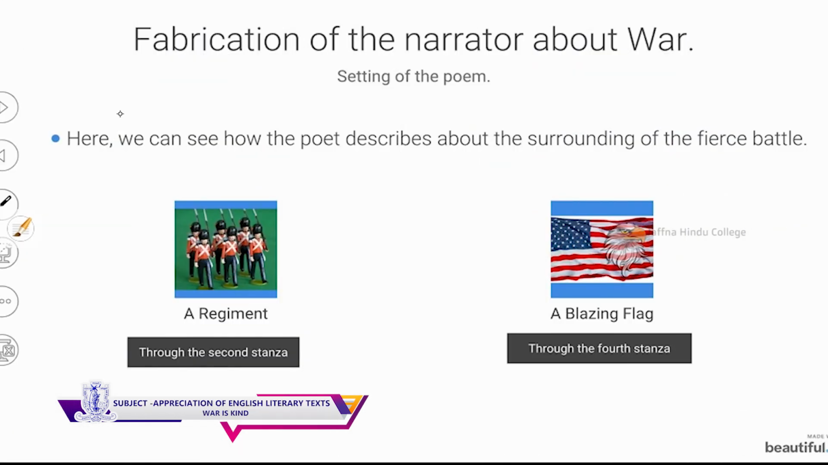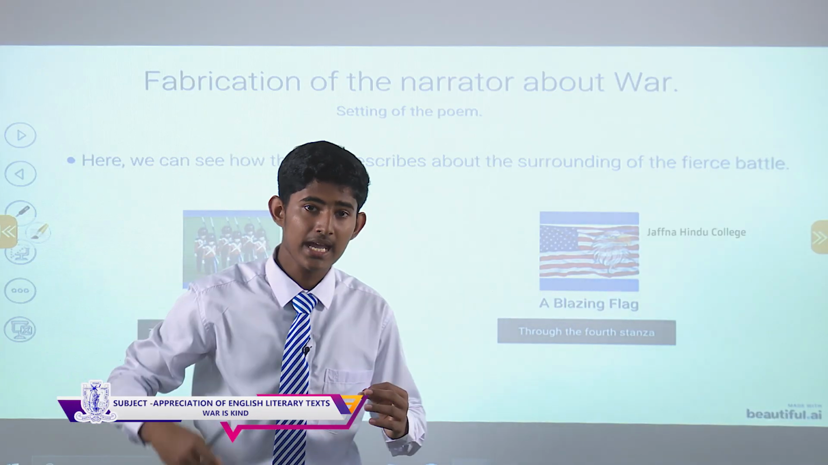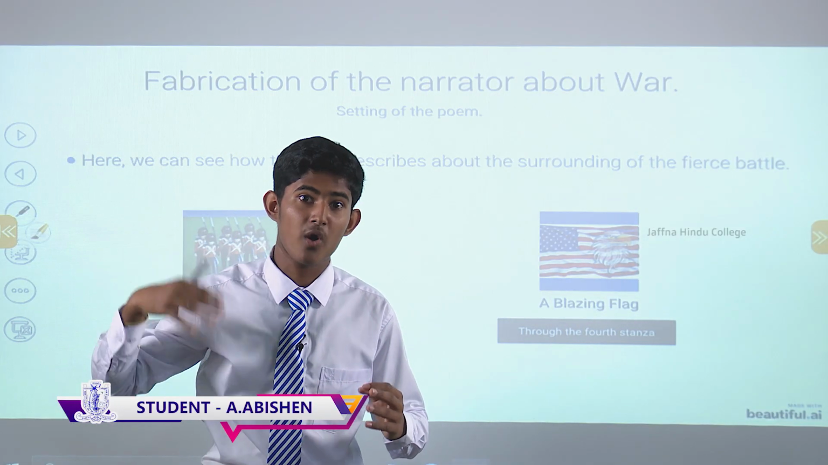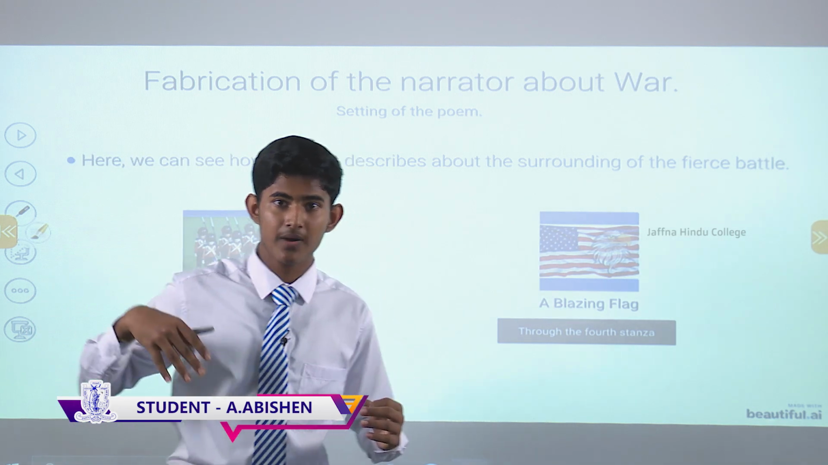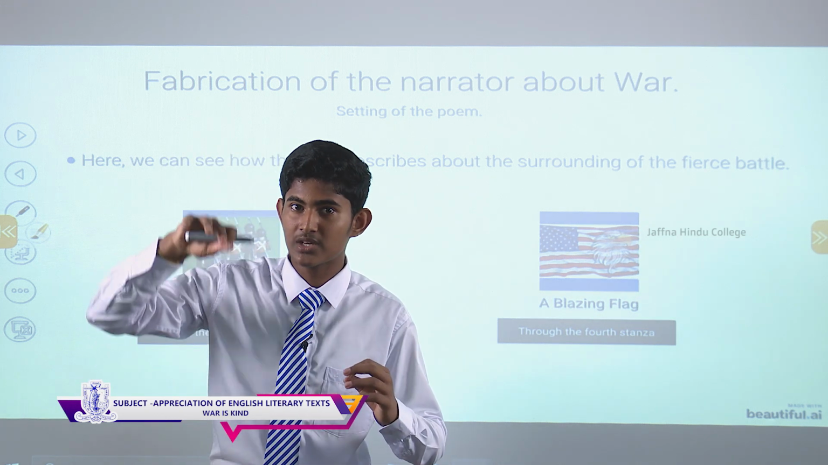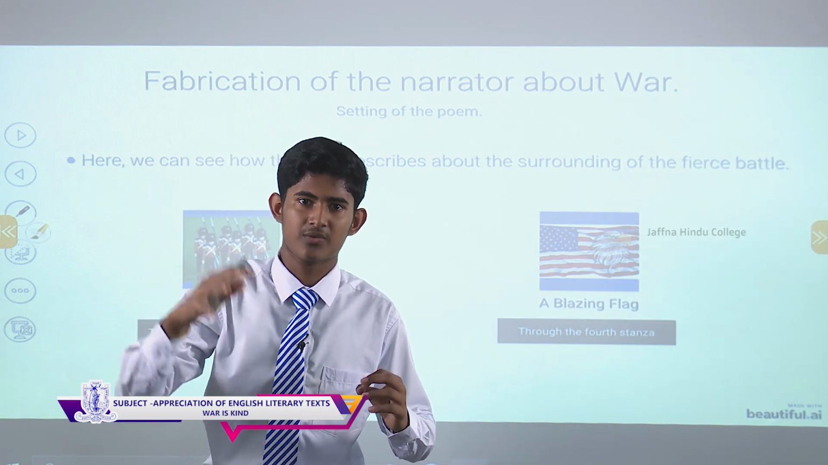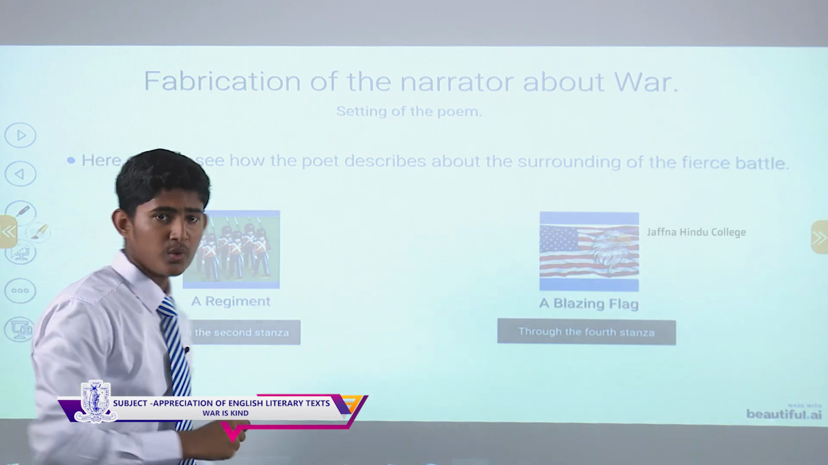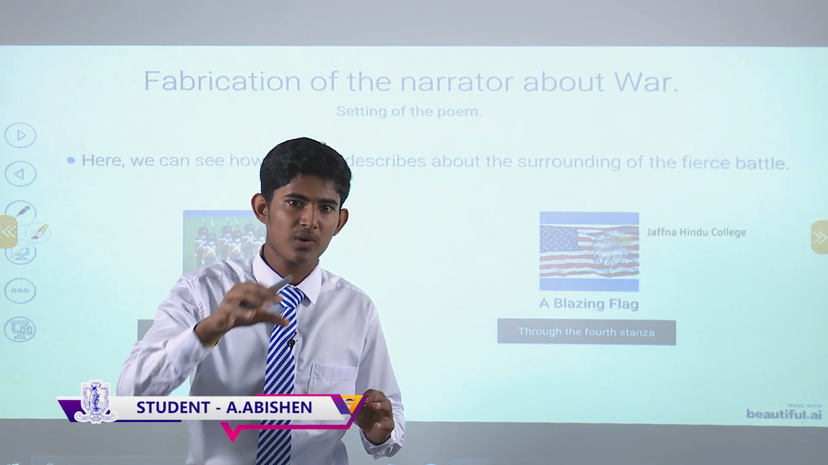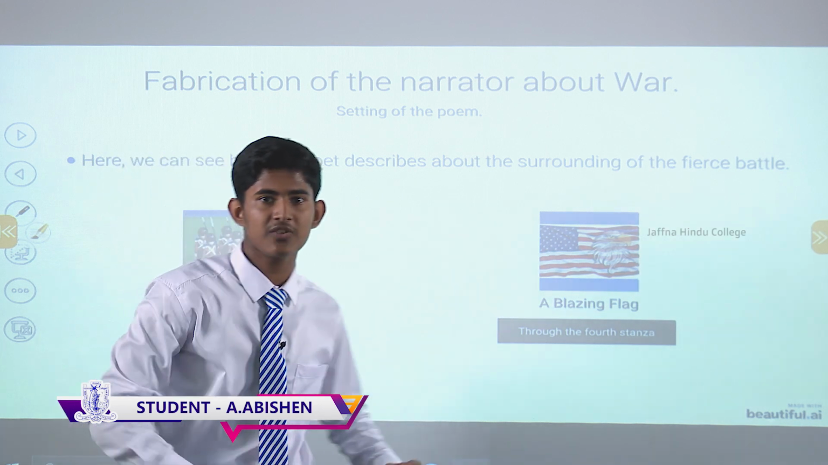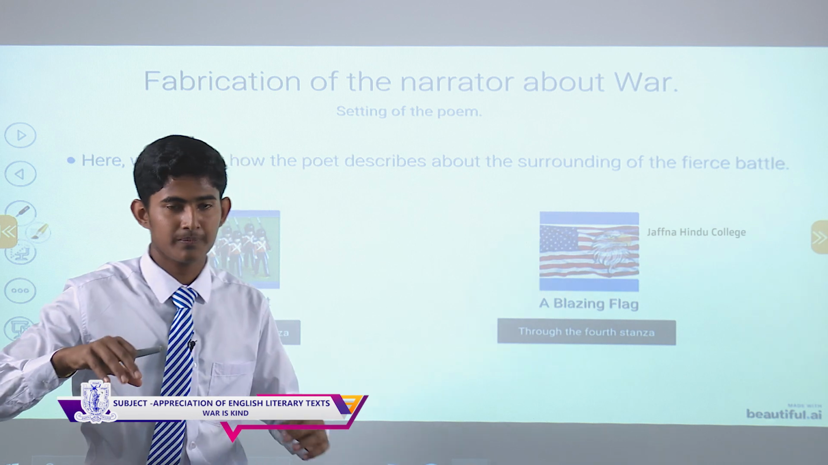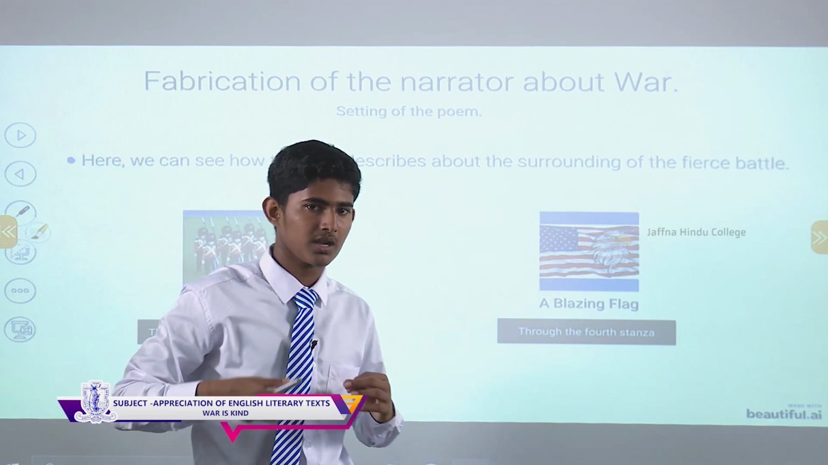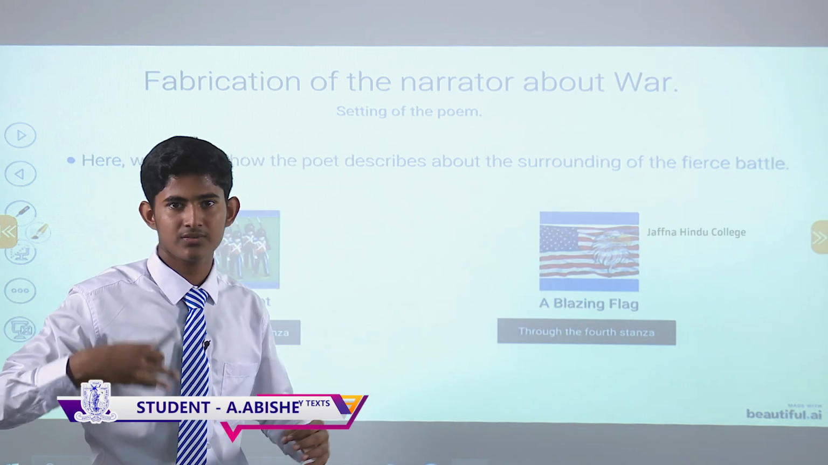The second technique of the poet to negate the war's glorification is telling about the intimate surroundings of the war zone. Here we can see in the second stanza and the fourth stanza, the poet is trying to make an image in the reader's mind by telling some imageries. Actually, I took some of the special words from each stanza as regiment and a blazing flag. Regiment means a couple of soldiers, and a blazing flag means, actually, we are going to study what the flag symbolizes.